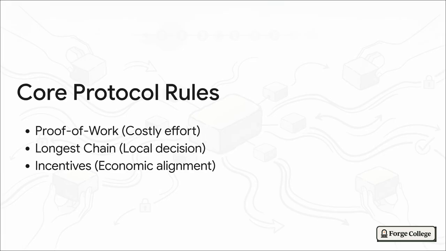First up is proof of work. This is the costly effort. It's the physical electricity and hardware burned to create a block, acting kind of like an unforgeable stamp of real-world energy. Second, the longest chain rule, or more accurately, the heaviest chain. This is a brilliant, super simple local math decision. When a node sees two valid chains competing, it just calculates which one has the most accumulated proof of work and goes with that one.